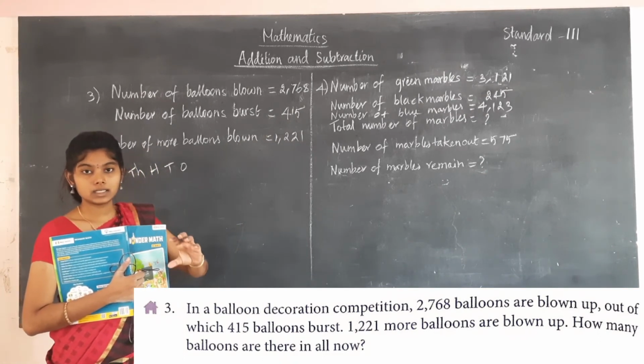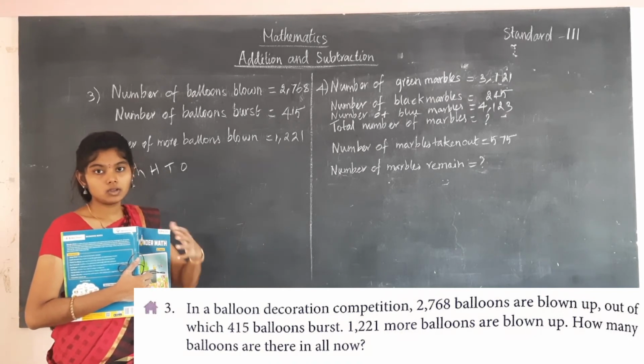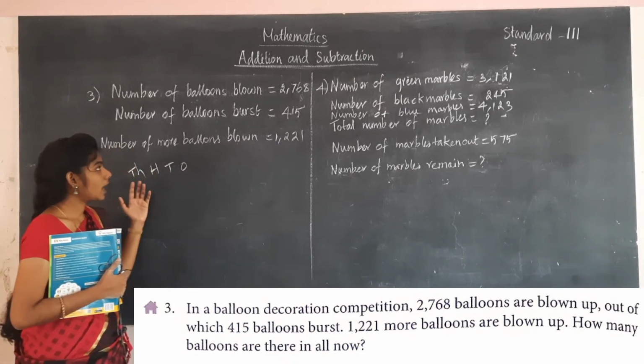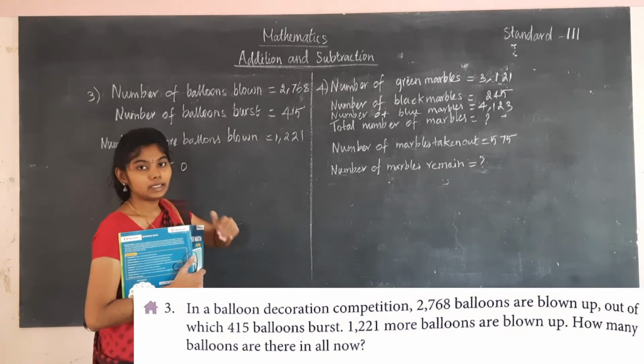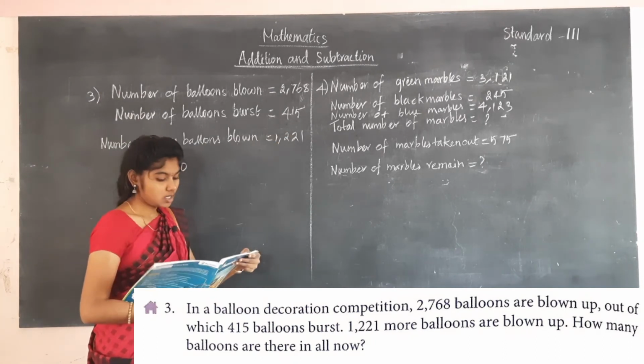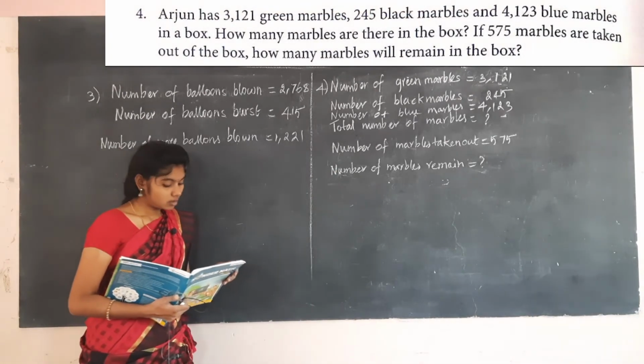That answer is how many balloons remain blown up. So you will subtract the burst ones, and you will get the answer. So first you have to add these two numbers. After getting that total, you have to subtract this number, and you will get the answer, that is how many balloons are there in all now. So now the fourth one.